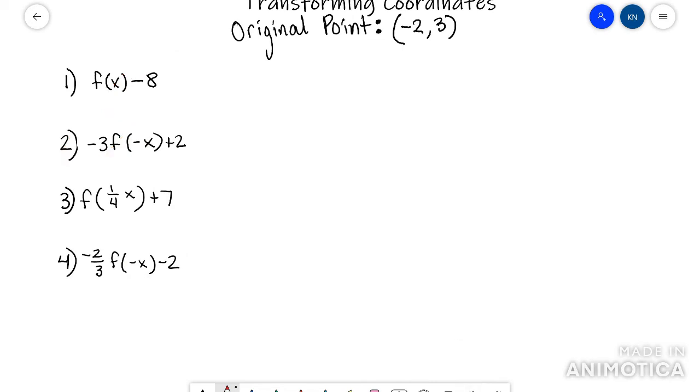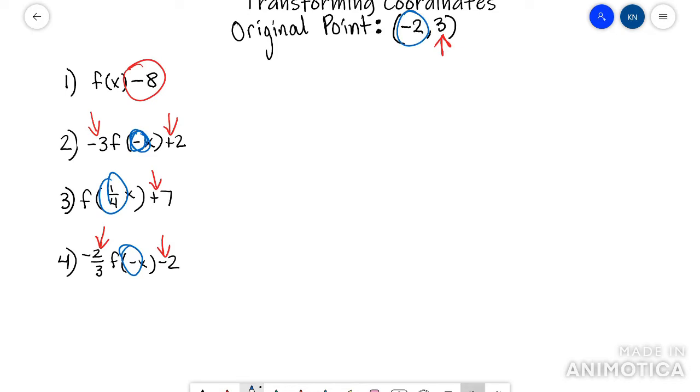So first thing you should know really is that numbers outside of the parentheses, like this stuff, affect the y coordinate. That means that the stuff inside the parentheses, like this stuff, is going to affect your x coordinate.